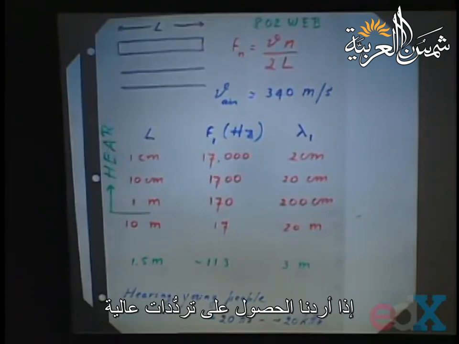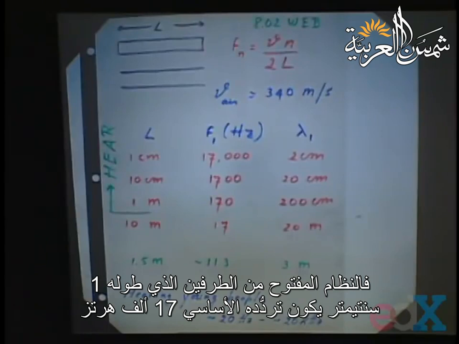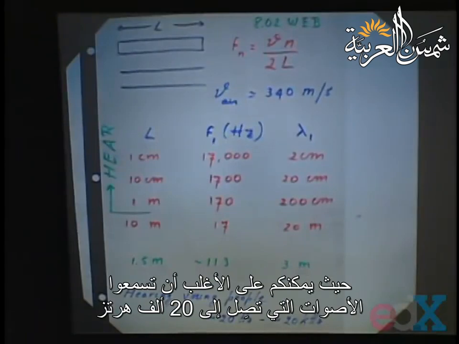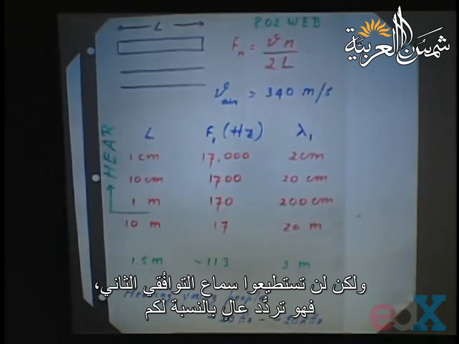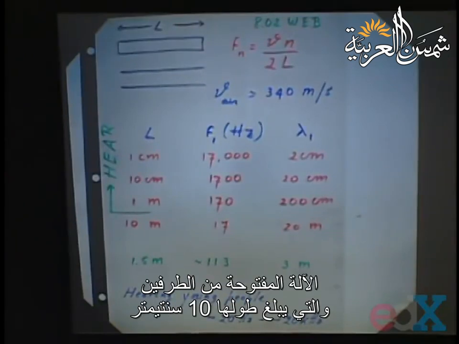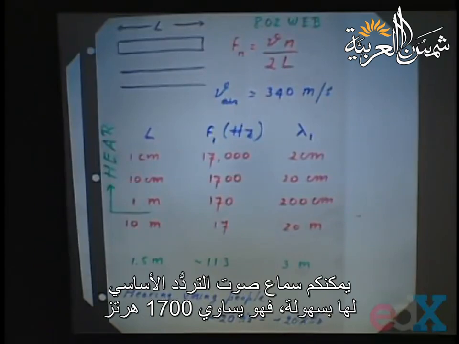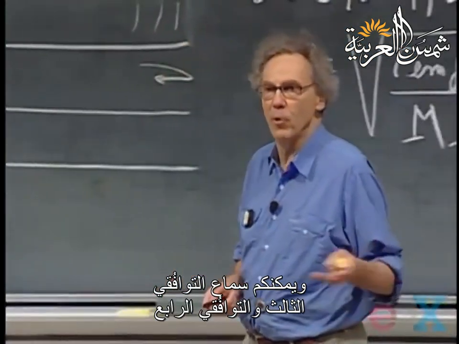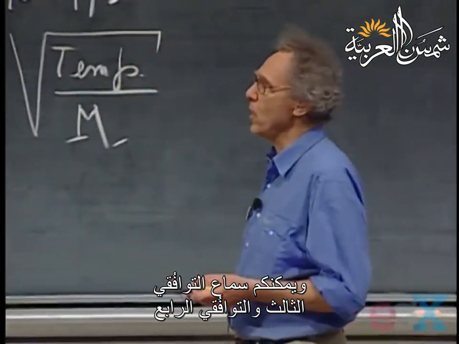So if you are interested in very high frequencies, then an open system which is only 1 centimeter long would give you a fundamental of 17,000 hertz, which most of you can hear because you're still young. You can hear up to 20 kilohertz probably. The second harmonic you would not be able to hear. That is too high for you. An instrument which is 10 centimeters long, open, you would hear the fundamental easily, 1700 hertz. Second harmonic, 3400 hertz, no problem. Third harmonic, fourth harmonic, no problem.